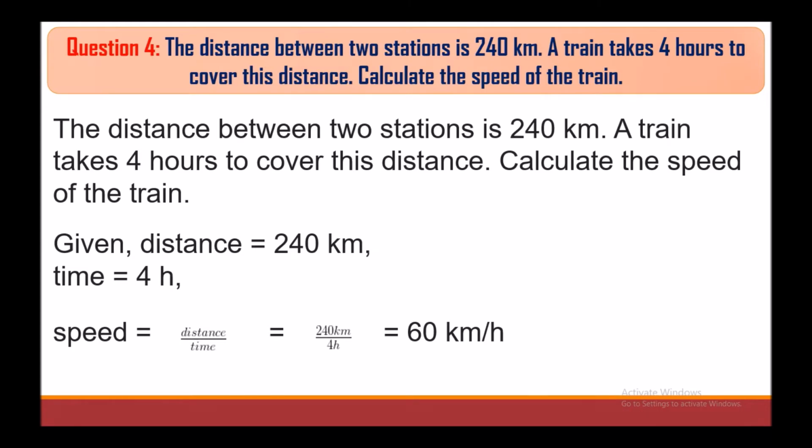So the distance is given, 240 km. Time is 4 hours. And the formula for speed is distance upon time. So 240 km upon 4 hours. We will divide 240 by 4. We will get 60. So the answer is 60 km per hour.